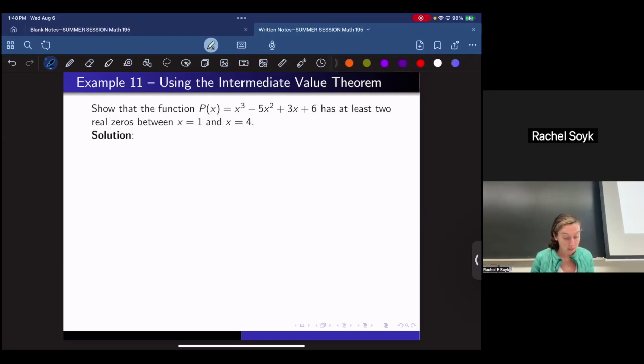So for this example, this is our last example for our 5.2 and 5.3. We're given our function x to the third minus 5x squared plus 3x plus 6. And we want to show that it has at least two real zeros between x equals 1 and x equals 4.